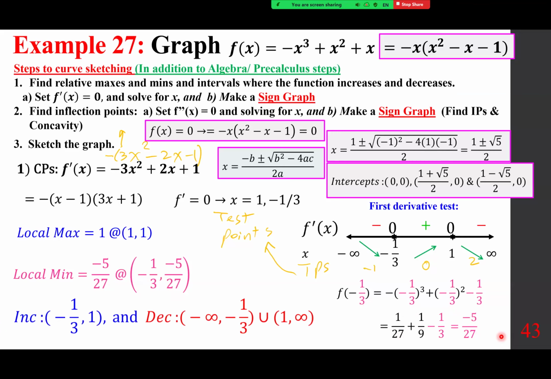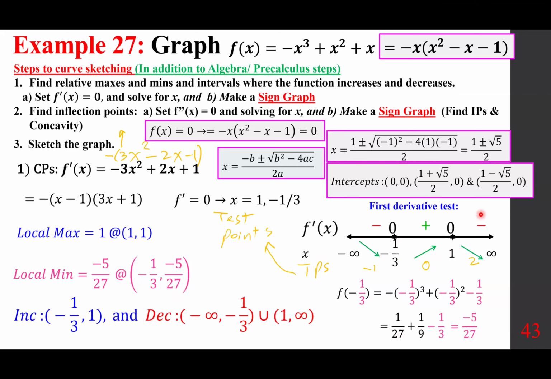And I already mentioned the increasing, decreasing, increasing: increasing in the plus area in this vicinity, otherwise it would be decreasing. So we got a lot of information that will help us with the graphing, everybody. So we found this part. Now we're going to go with the inflection point.